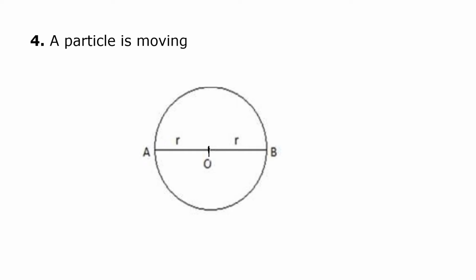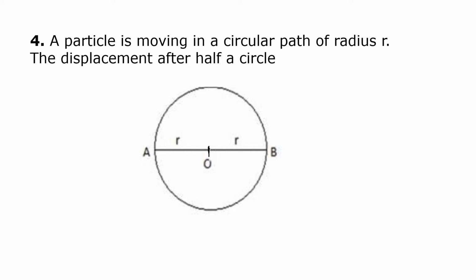Question number 4. A particle is moving in a circular path of radius R. The displacement after half a circle would be. Here the object is moving. Let us take the starting point as A. From A it has moved up to B. Then it has taken the distance of half of the perimeter, but displacement they are asking here. So R plus R, 2R it will become.